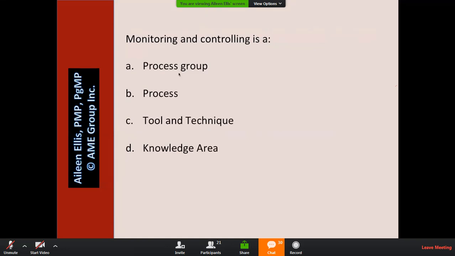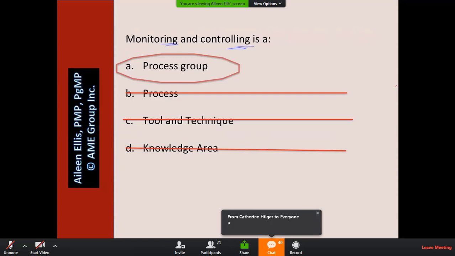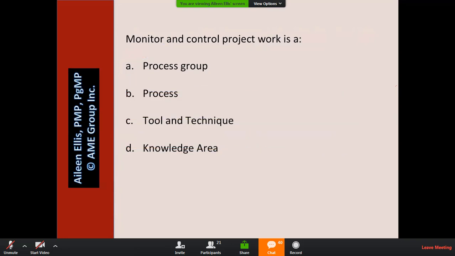So let's keep going. Monitoring and controlling is a... so hopefully this is an easier one. In the question, I see monitoring and controlling is a process group. Everyone okay with that one? Hopefully that's a review. That's easy. Monitor and control project work is a... even if you don't know the right answer, think about which ones you can eliminate.